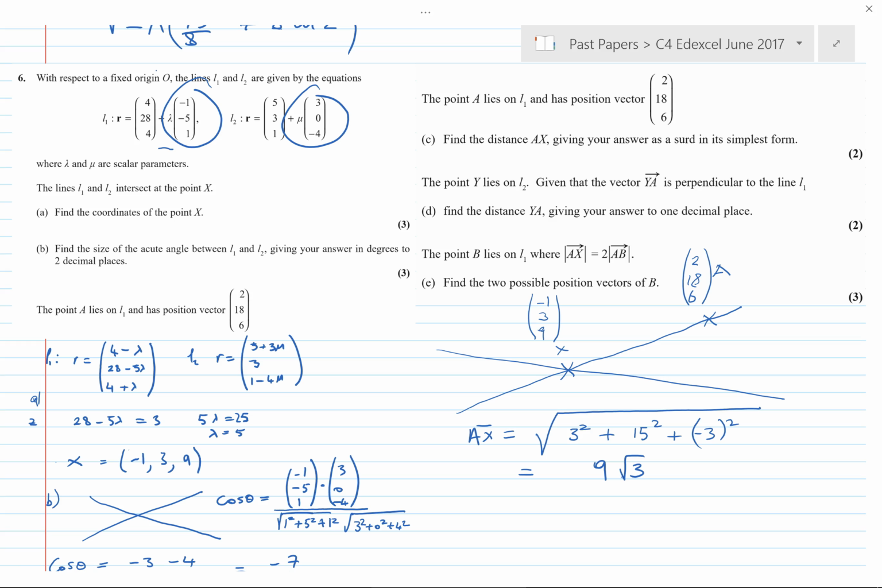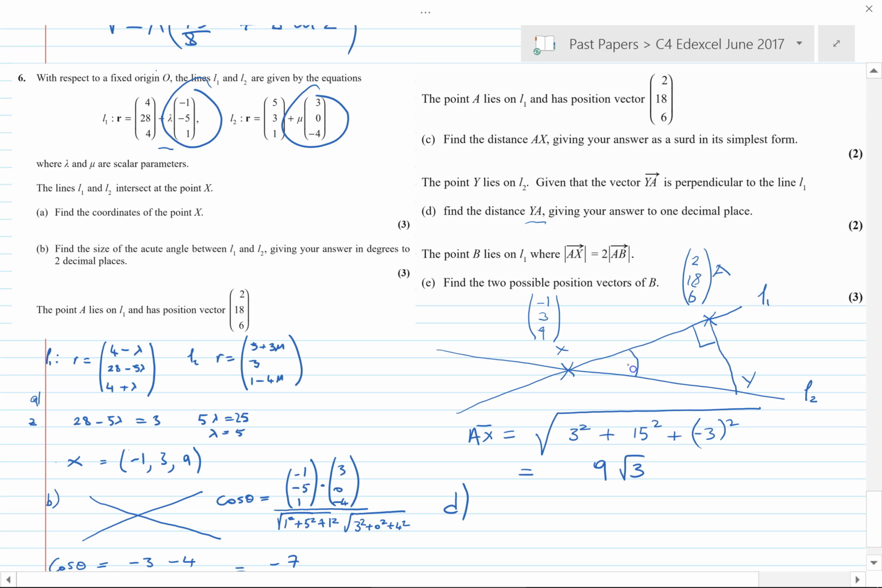The next part talks about a point Y on L2. It says that given that the vector YA is perpendicular to L1, so basically we've got a line coming out here and Y is there, so that this is perpendicular.